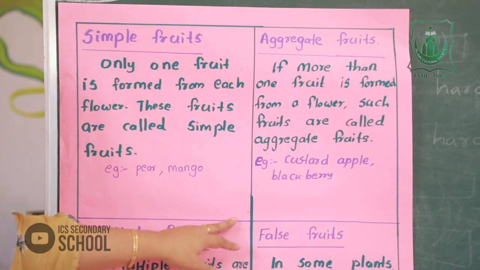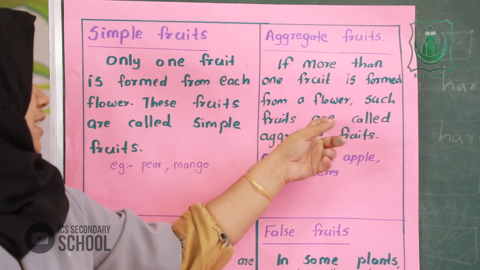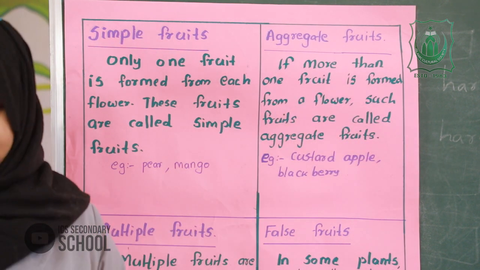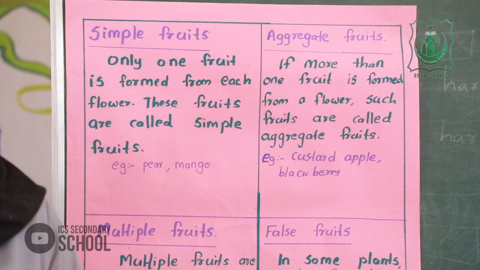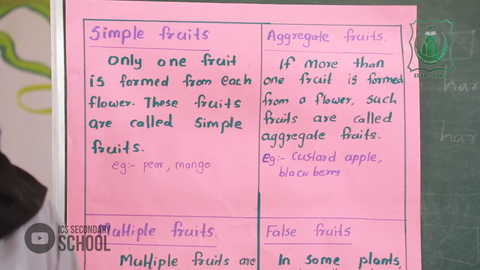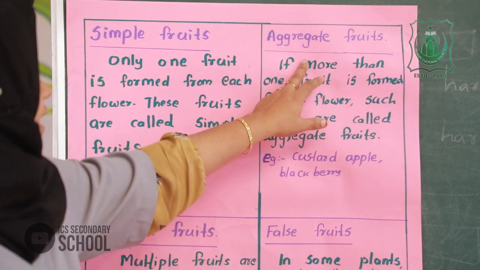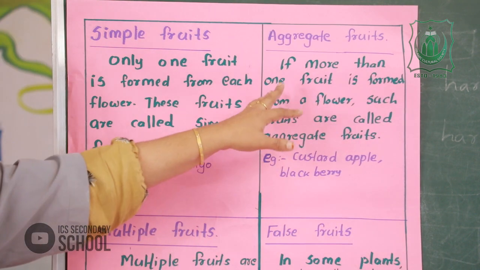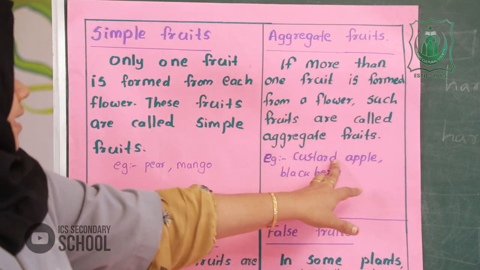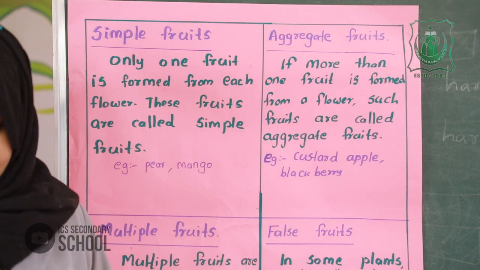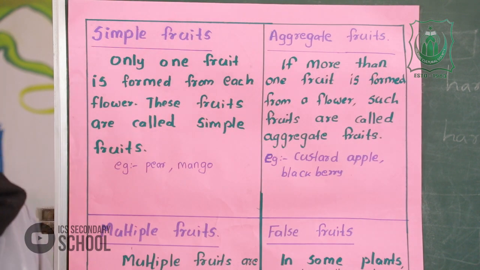Next, aggregate fruit. What is aggregate fruit? If more than one fruit is formed from a flower, such fruits are called aggregate fruits. Because it has more than one ovary, so it has more than one fruit. What are the examples? Custard apple, blackberry, etc. are examples of aggregate fruits.